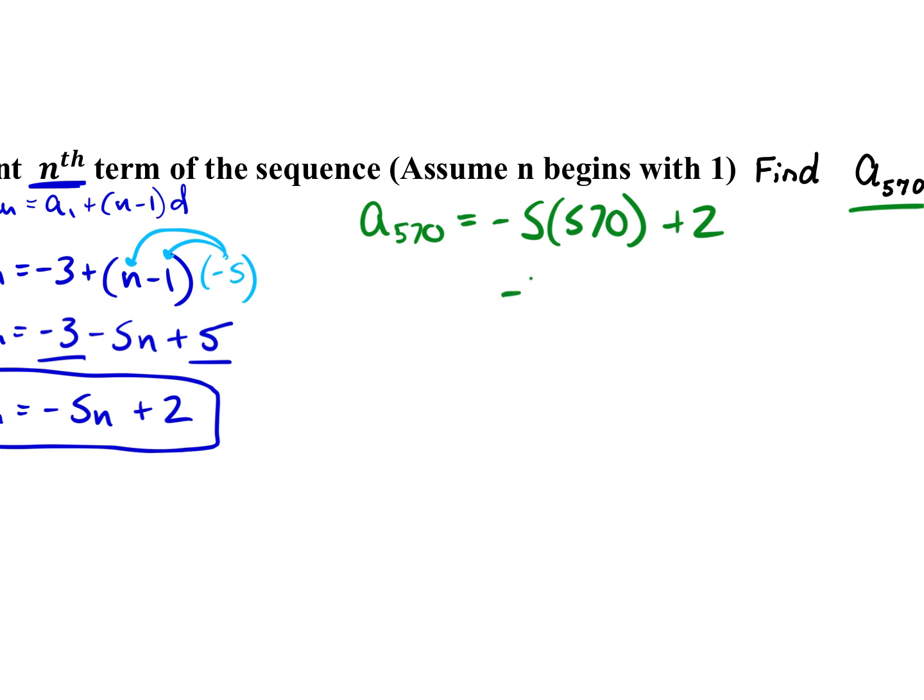So we get negative 2,850 and then plus 2. So negative 2,848.